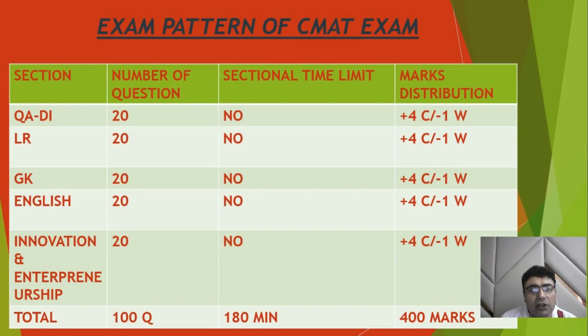The fourth section that appears is English. 20 questions are asked from this section. No section time limit. +4 for each correct answer, and -1 for each wrong answer. The last section that appears is innovation and entrepreneurship. Again, 20 questions are asked from this section. No section time limit. +4 for each correct answer, and -1 for each wrong answer.